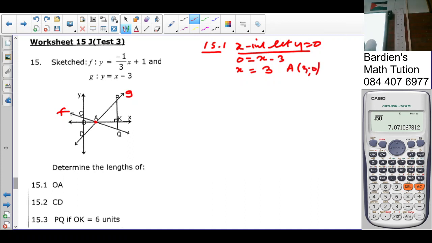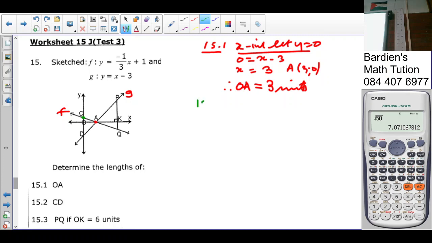But did we answer the question? No. Therefore OA is going to be 3 units. Okay, then OC. What is C to us? C is your y-intercept of f. Can I use g here? No, I can only use f. The reason why I could have used f or g for A is that both graphs intersect at that point. The two graphs are equal to each other. It is the x-intercept of both graphs.